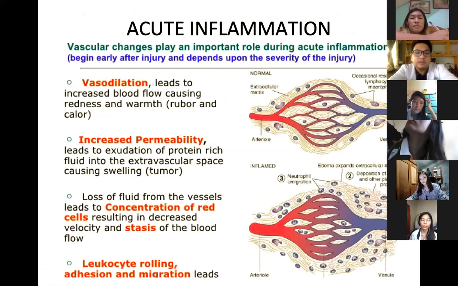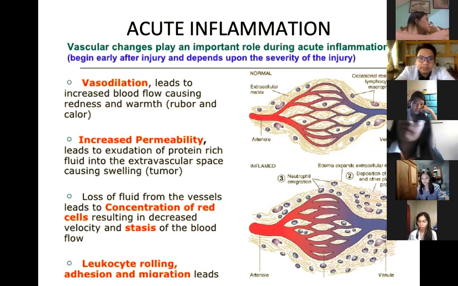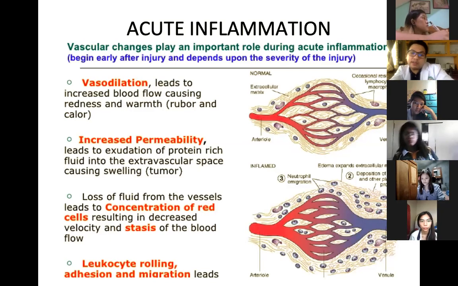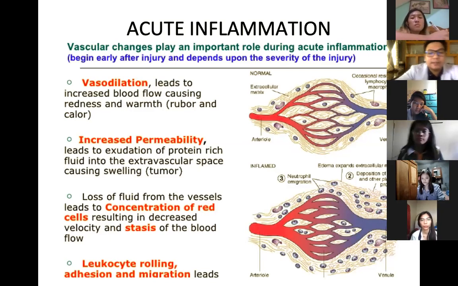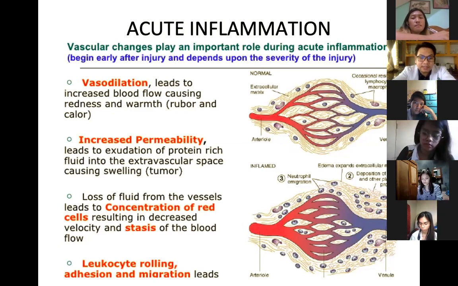Okay? So ito yun. Vasodilation leads to increased blood flow, causing redness and warmth. So rubor and calor. Increased permeability leads to exudation of protein-rich fluid into the extravascular space. So merong swelling, so tumor. And then the loss of fluid from the vessel leads to concentration of red cells, resulting in decreased velocity and stasis of the blood.